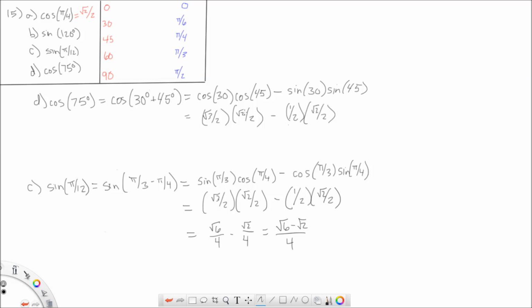And now this expression here is the same as the expression that we found for sine of pi over 12. So now this is going to simplify down to the square root of 6 minus the square root of 2 over 4. Alright. So if you can write your angle as a sum or difference of angles that we should know in the first quadrant, you can find the exact value of its sine or its cosine.